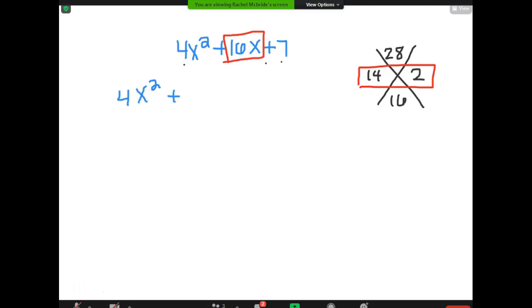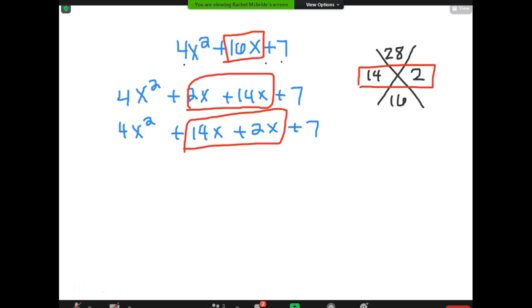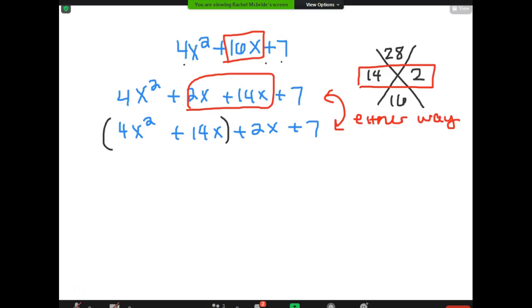So what I mean is you could replace that with 2x plus 14x plus 7, or you could rewrite it as 4x squared plus 14x plus 2x plus 7. Either way you write it, replacing that middle term, you will get the same final answer. So you can replace it either way. So let's do the bottom one for the purpose of this, since I can write and work with that one more easily. So we'll group the first two and group the last two.